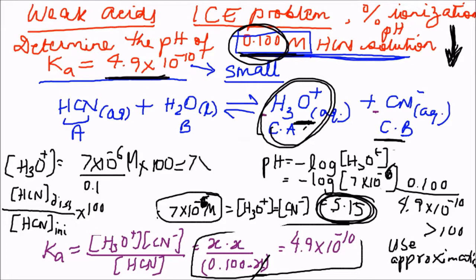So 7 times 10 to the power of minus 5, not molar. That's the percentage ionization. So realize this number is a really, really tiny number. It is a very small number, and that number is in percentage. And that tells you that HCN is an extremely weak acid.